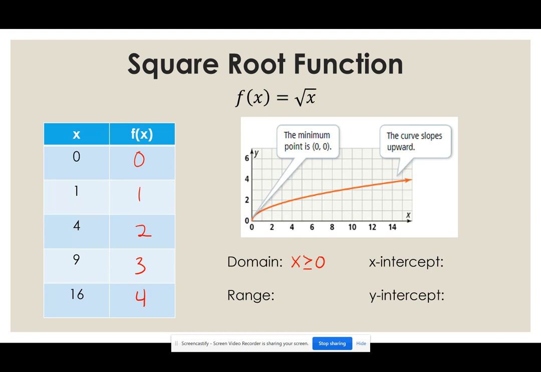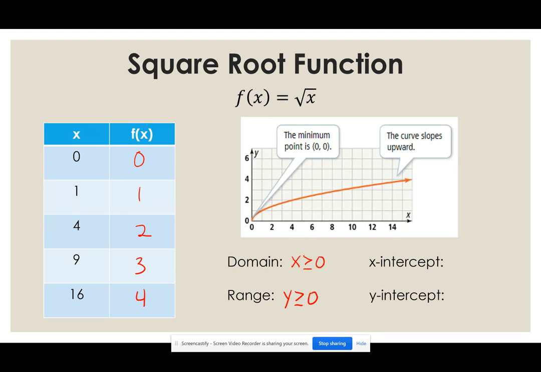Range is the y-axis, so we're looking up and down. So my lowest point is 0. It doesn't go anywhere below that. But then my arrow points up and to the right forever, so it's going to go from 0 to infinity also. But this time we're talking about the y-axis. So y is greater than or equal to 0. Okay. These ones only go off in one direction. It does not point in both directions. That's just the way the square root functions work.